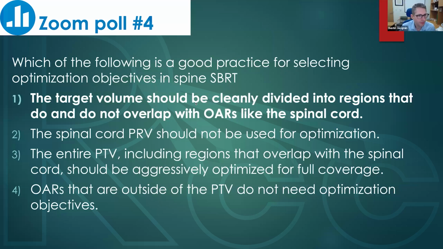Okay. So the correct answer was number 1. The target volume should be cleanly divided into regions that do and do not overlap with OARs like the spinal cord. Again, that's really important. That means every little voxel has its own goal, its own objective, and this is the strategy that will reduce the likelihood of having conflicts in the optimization.